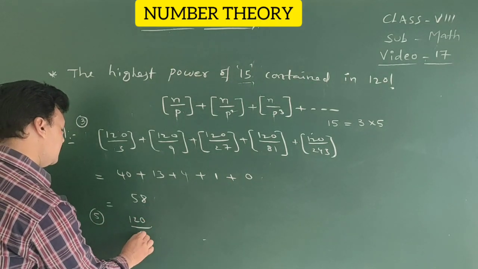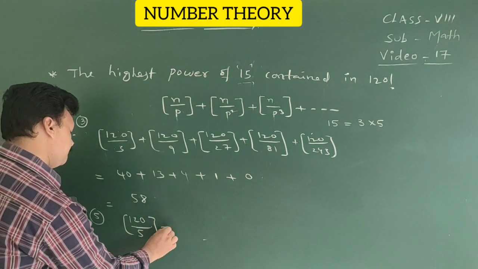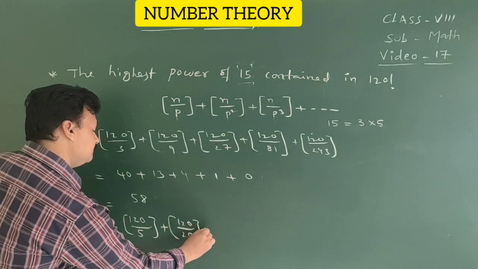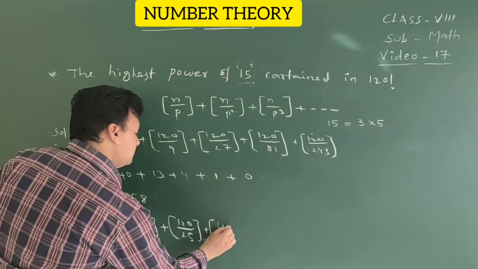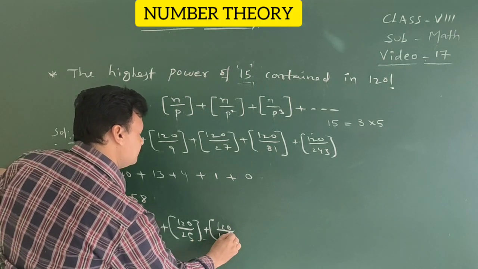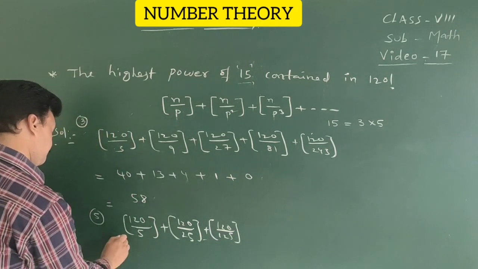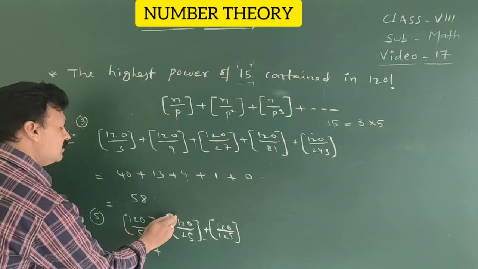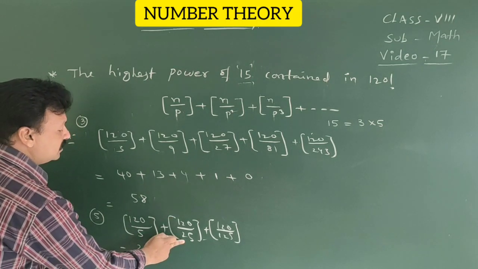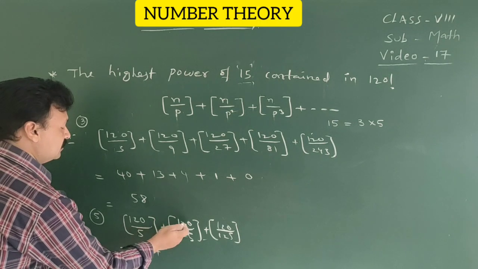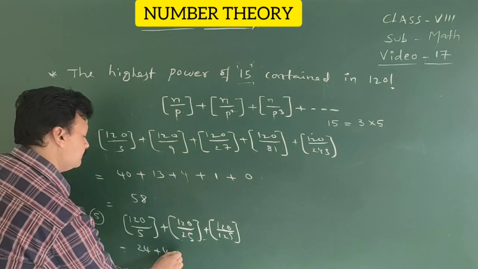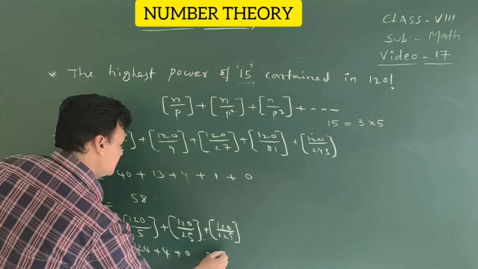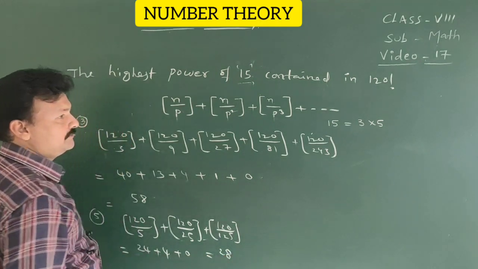Next, the highest power of 5 contained in 120 factorial. So 120 by 5, 120 by 25, third 120 by 125, 5 cube. 120 by 5 is 24. 120 by 25: 4 times 25 is 100, so 4 times. 120 by 125 is 0. Here we got 28.